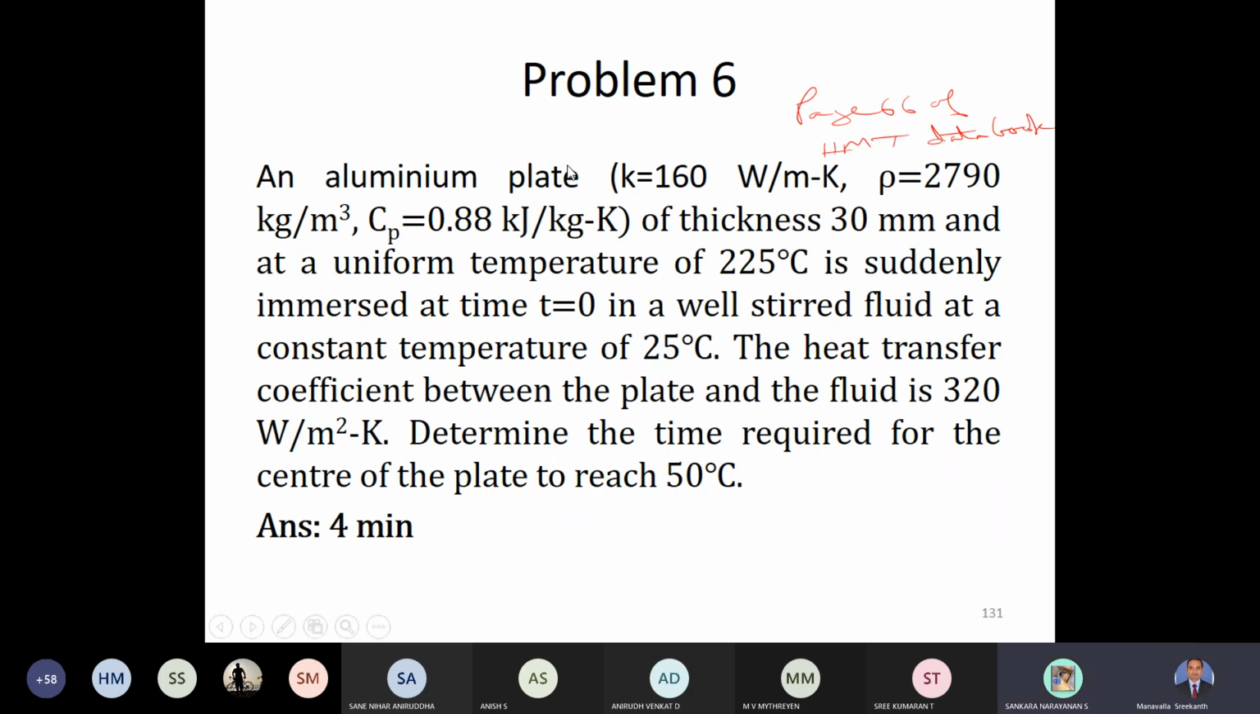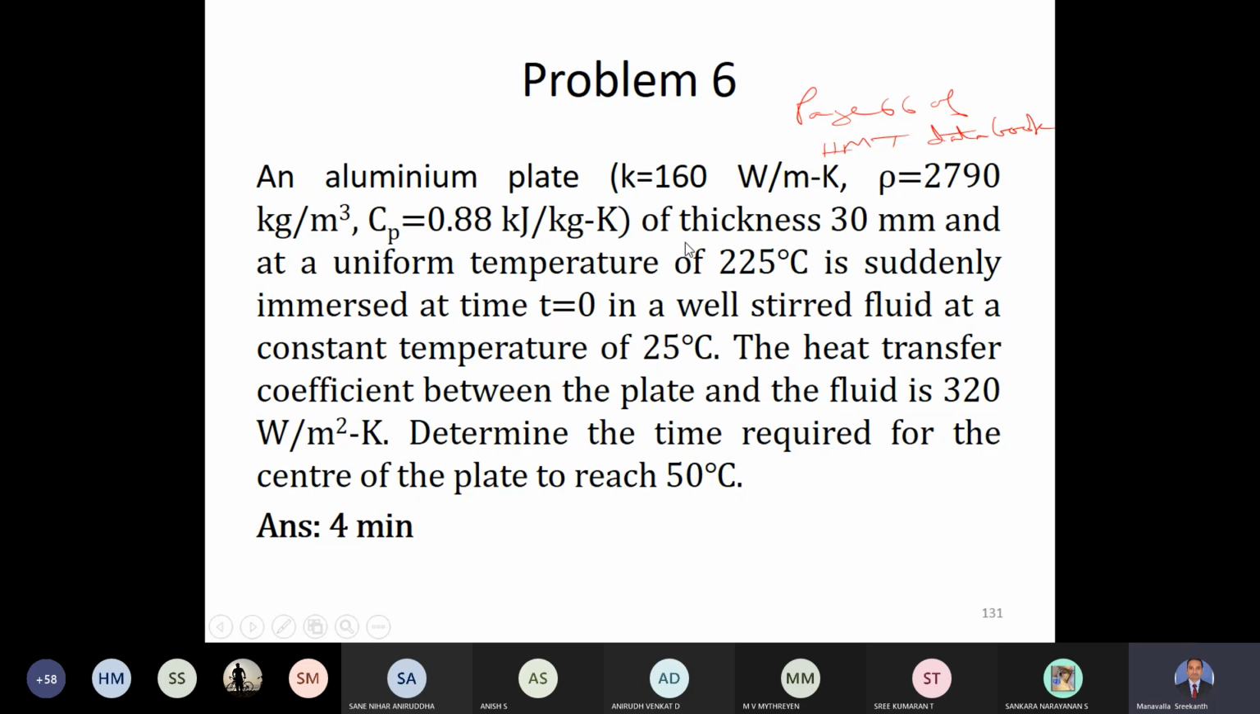Now look at the problem. An aluminum plate, and all the properties are given. Conductivity is 160, density is 2700, Cp is 0.88 kilojoule per kg Kelvin. Of thickness 30 millimeters and at a uniform temperature of 225 degrees Celsius, it is suddenly immersed at time t equal to 0 in a well-stirred fluid at a constant temperature of 25 degrees Celsius. The heat transfer coefficient between the plate and the fluid is 320 watt per meter square Kelvin. Determine the time required for the center of the plate to reach 50 degrees Celsius.